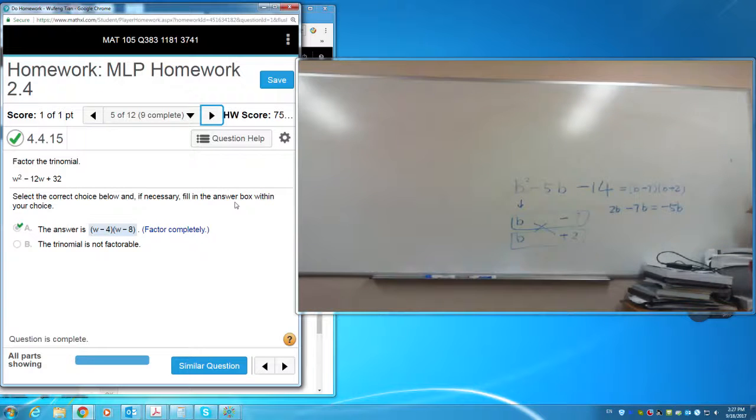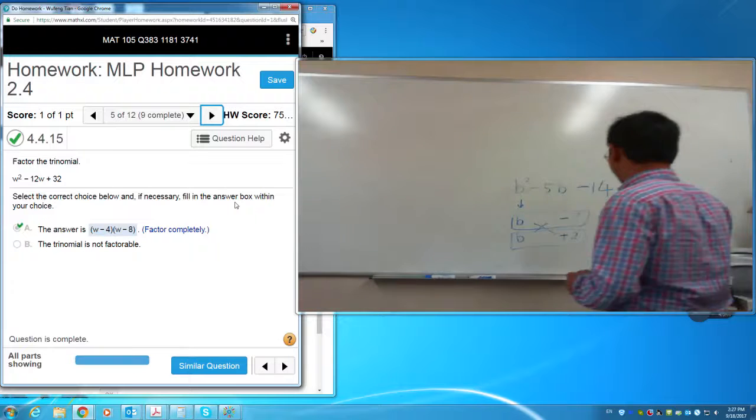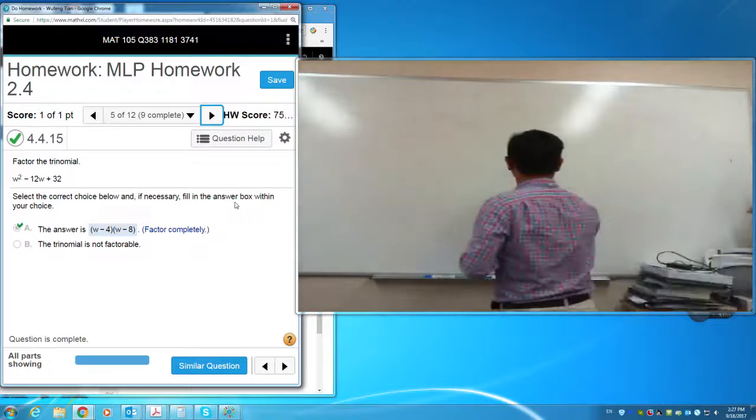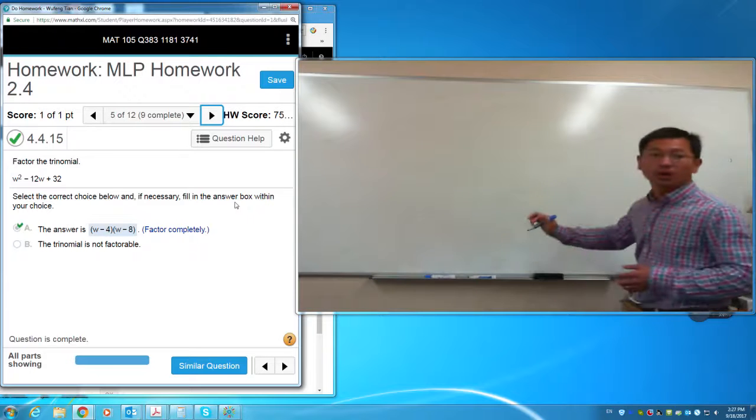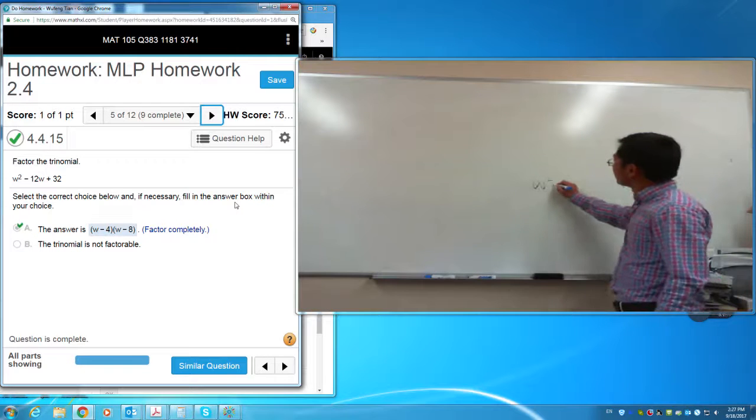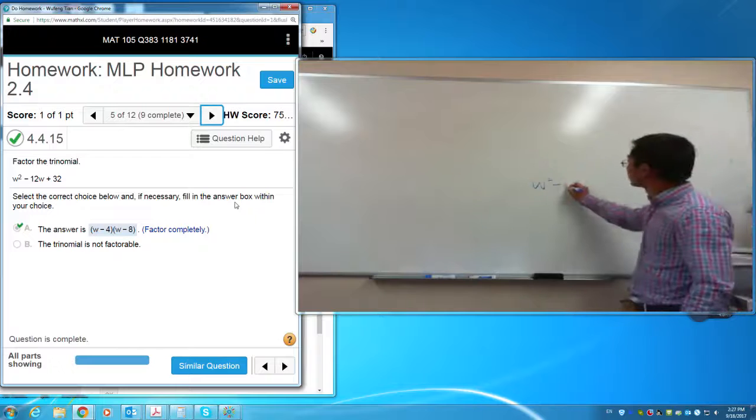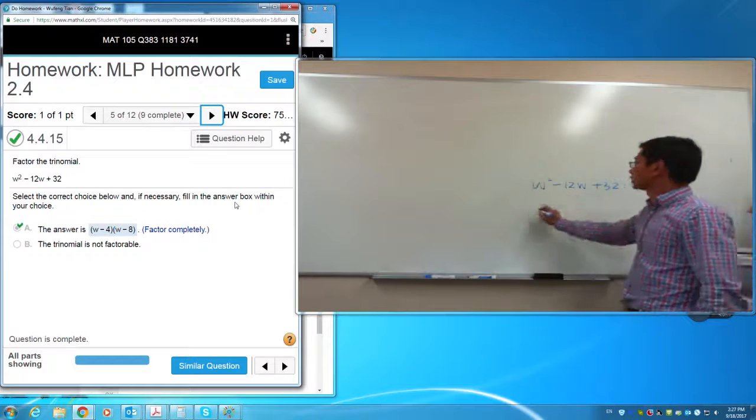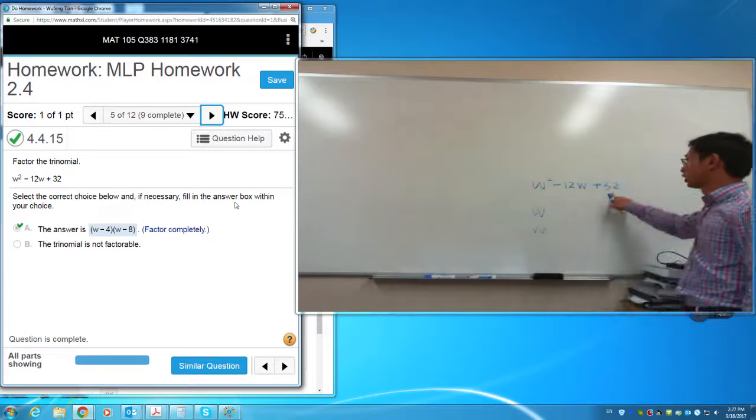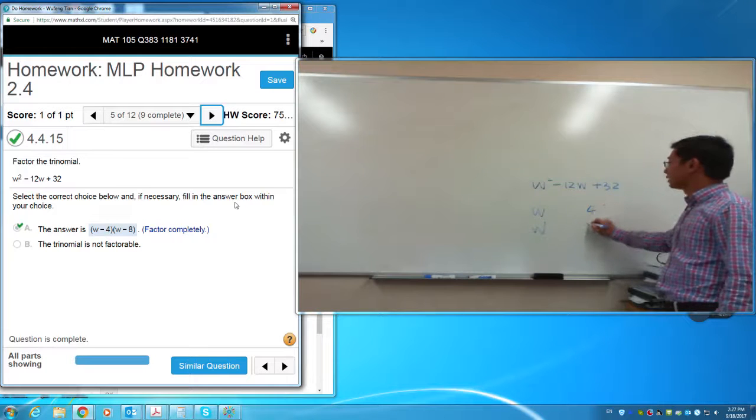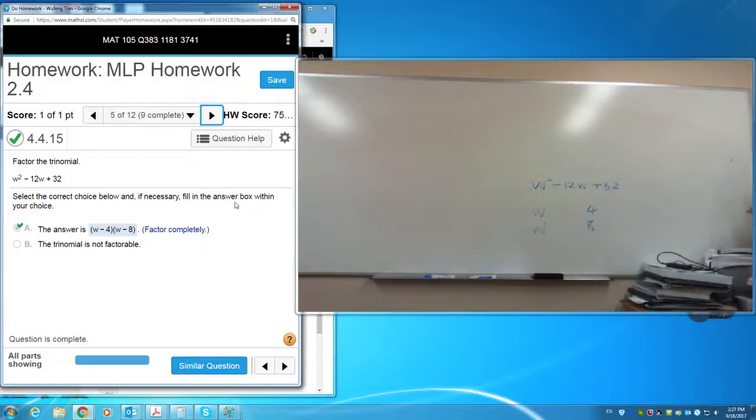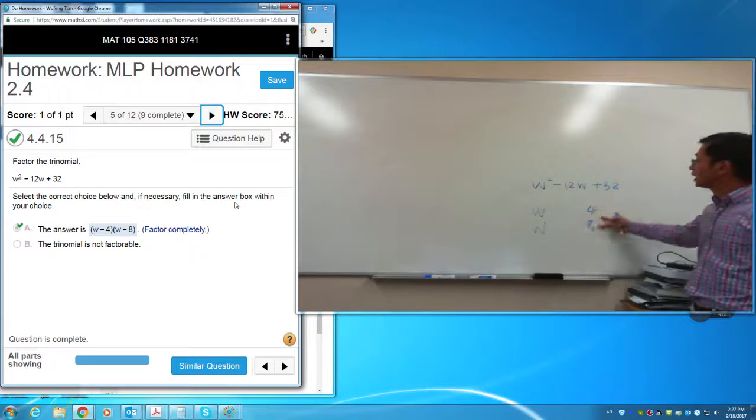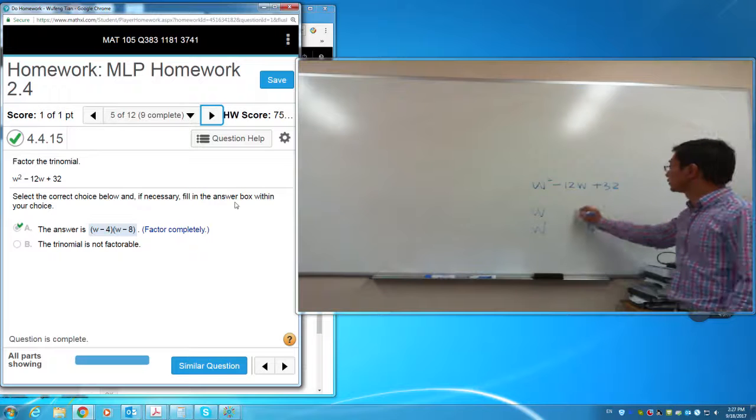w squared minus 12w plus 32, it will be the same. Factor the first term, w and w. Factor 32, 4 times 8 gives you 32. But the middle one is negative 12, and the last term is positive, so I need two negatives.